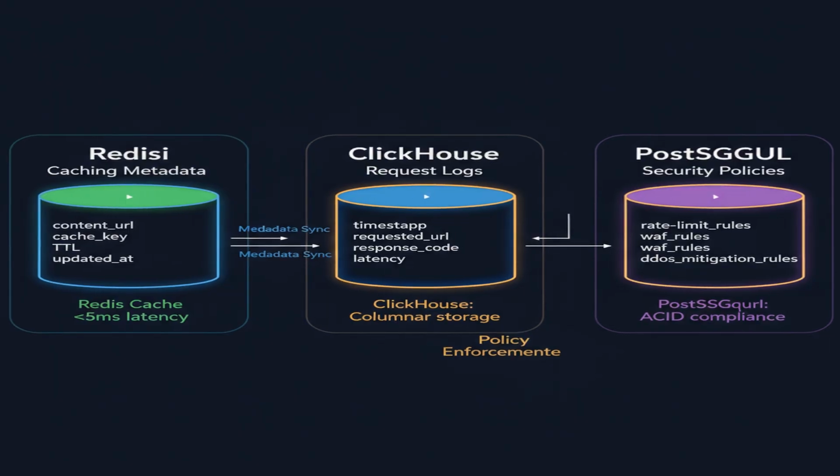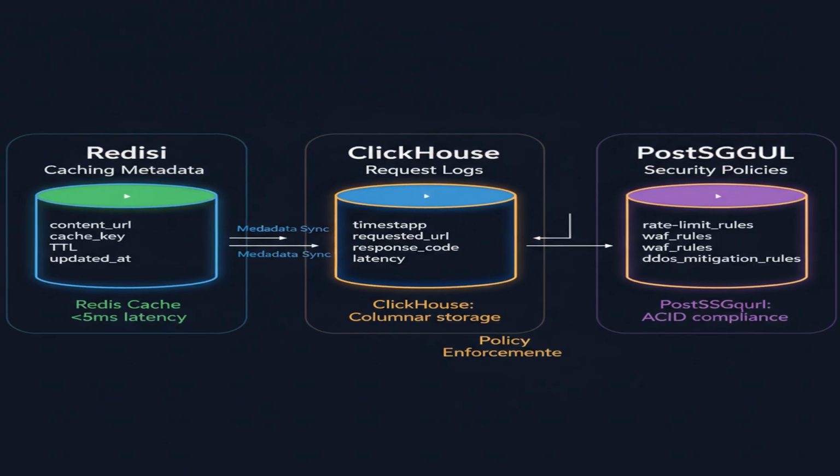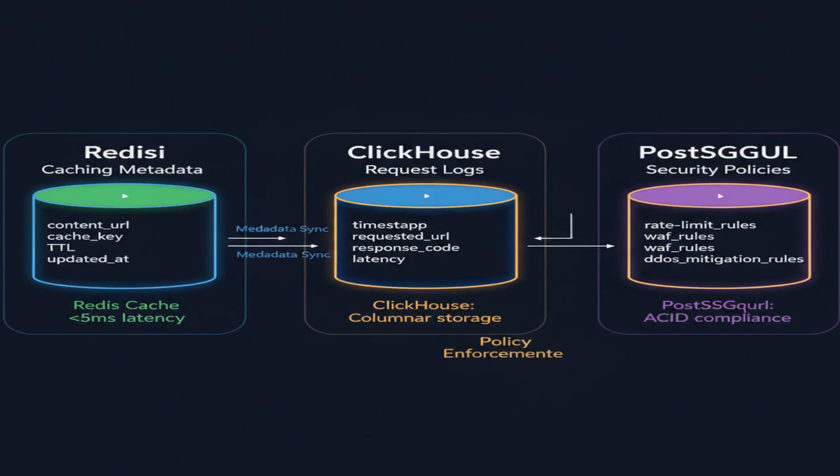Pause and think, what's missing from this schema? We also need audit fields like created at and updated at for tracking changes. We use Redis because its in-memory nature provides extremely low latency for cache lookups, which is critical for CDN performance. Memcached was considered, but Redis offers more advanced data structures and persistence options.